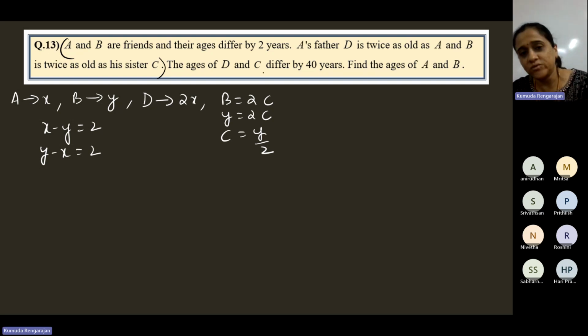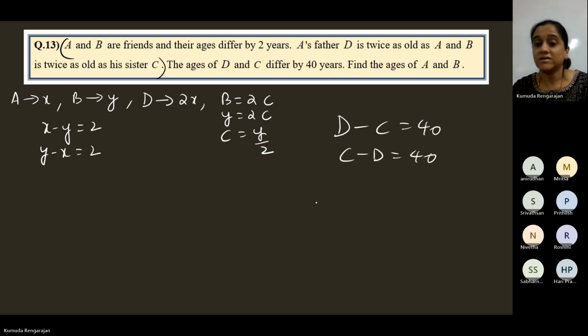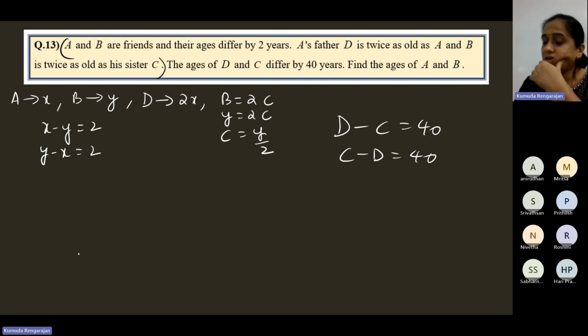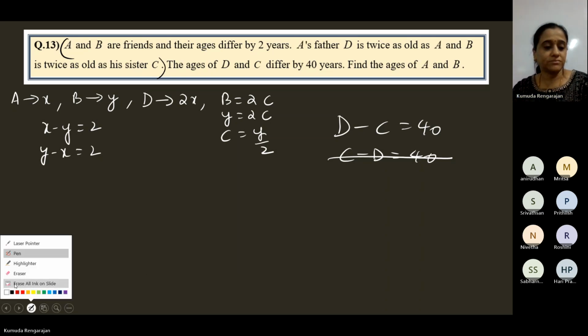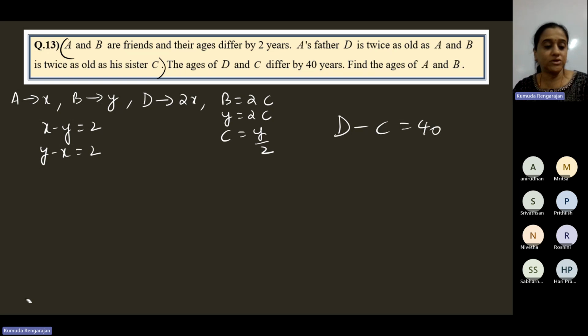What I'm trying to say is the ages of D and C differ by 40. So here you cannot write 2 equations, D minus C is 40 or C minus D is 40. The ages of D and C differ by 40 years, but we don't know who is elder? If D is elder, D minus C is 40. If C is elder, C minus D is 40. No, because this is ruled out. C cannot be elder. D is only elder, right? So we have only one equation.